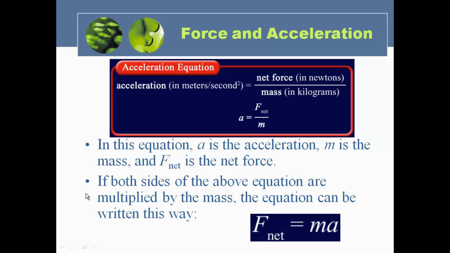So it says if both sides of the above equation are multiplied by the mass, the equation can be written this way. So that's what I just wrote above. Force equals mass times acceleration. All right? Now, just looking at this math formula, we can dissect it and put it into words and understand what it says. So the force is mass times acceleration.